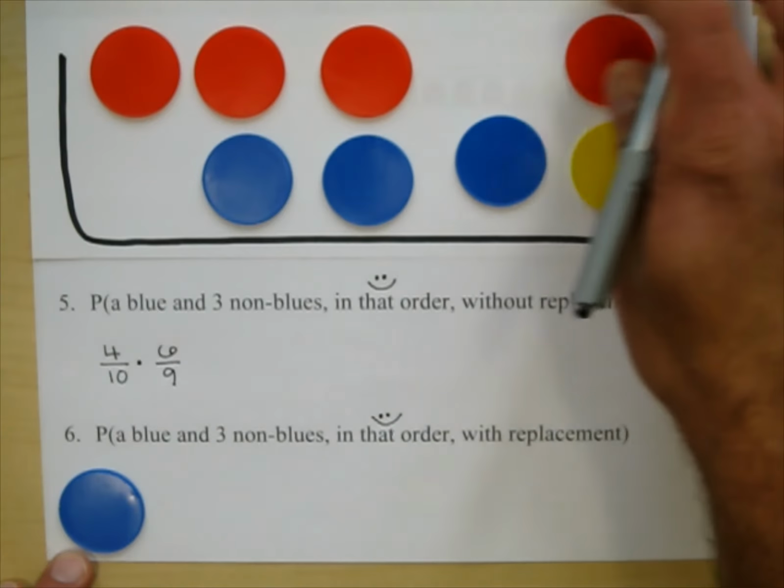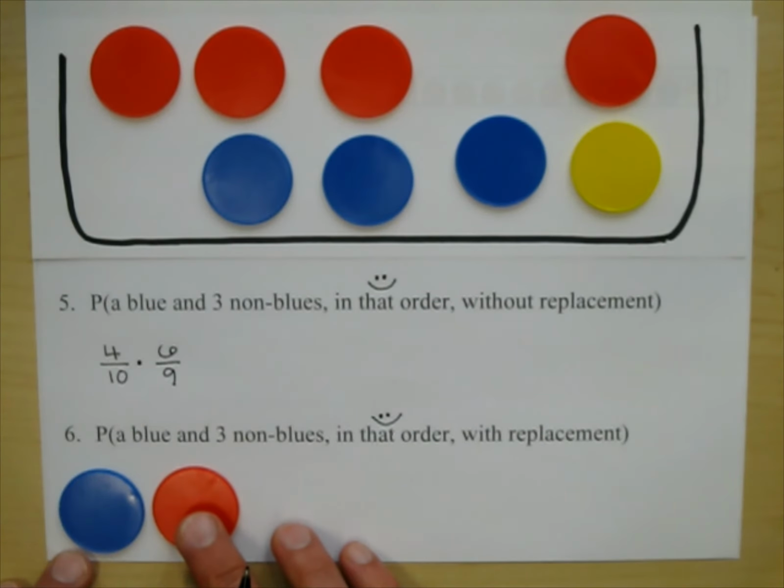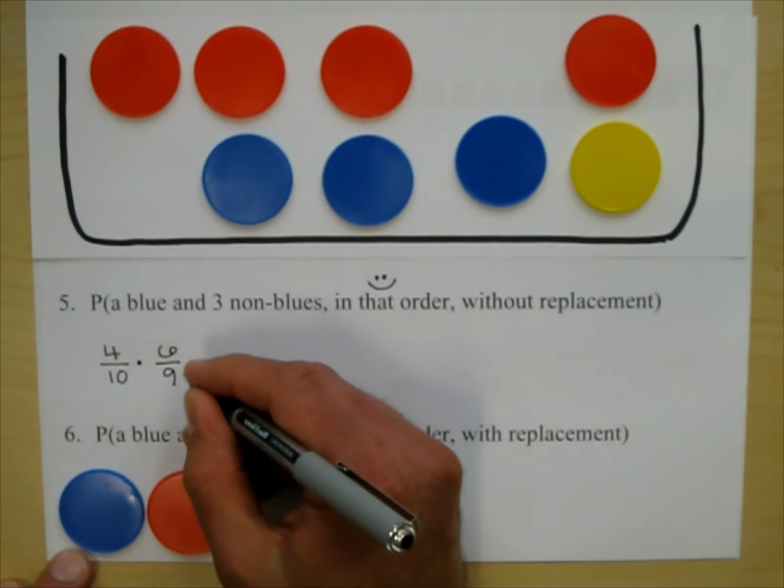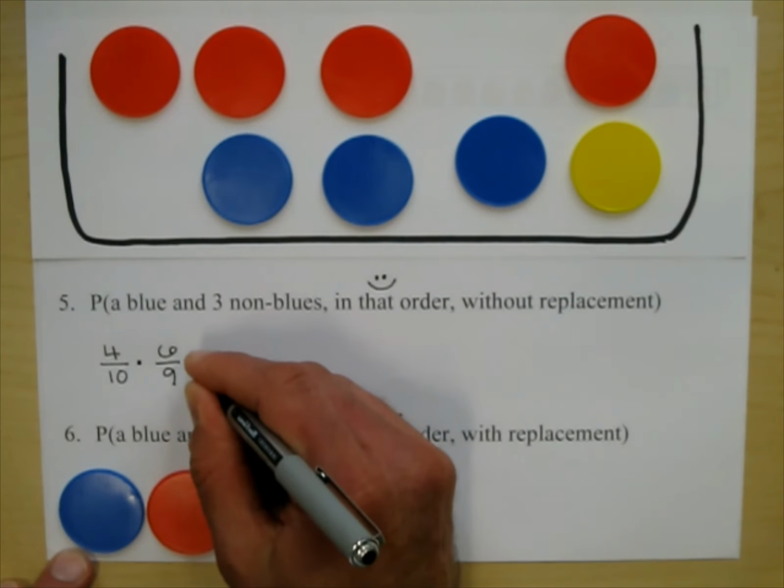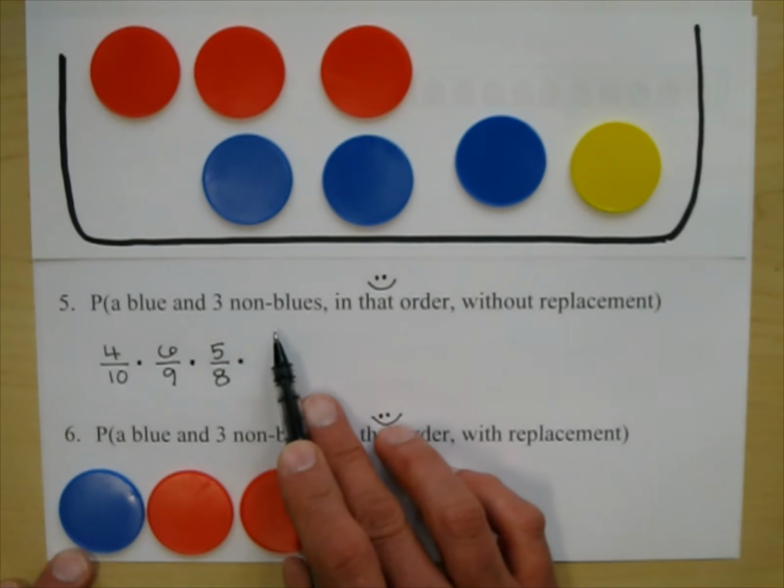So let's pull out this non-blue right here. And now we need to pull out another non-blue, because we have to pull out 3 of them. So the probability of pulling out a non-blue, there are 1, 2, 3, 4, 5 non-blues. 5 out of 8 marbles in the box. Okay, we'll pull out another non-blue.